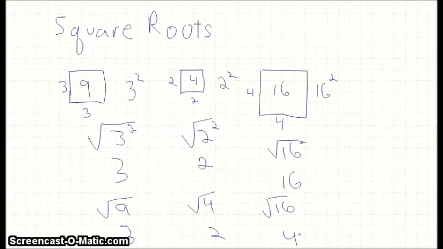In the case of square root of 16, 4 times 4 is 16. In the case of square root of 4, 2 times 2 is 4. And square root of 9, 3 times 3 is 9. So it's the number times itself, but you're just thinking backwards from a square.